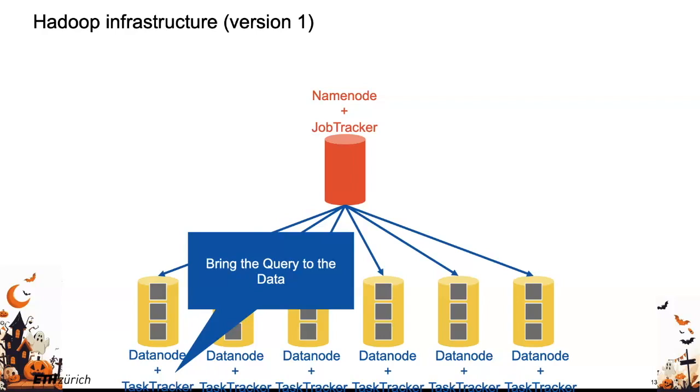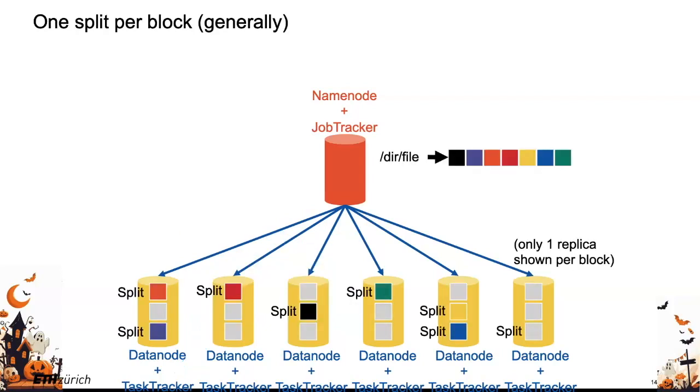There is a name for that. That was actually a buzzword 15 years ago. It's bring the query to the data. The data is stored there, then bring the query to it, and query the data right from where it is actually stored, right? So this is the reason why we have these task trackers on the same machines as the data nodes. So what's going to happen is that, of course, the blocks are stored 3 times with replicas, right? There's 3 replicas of each block.